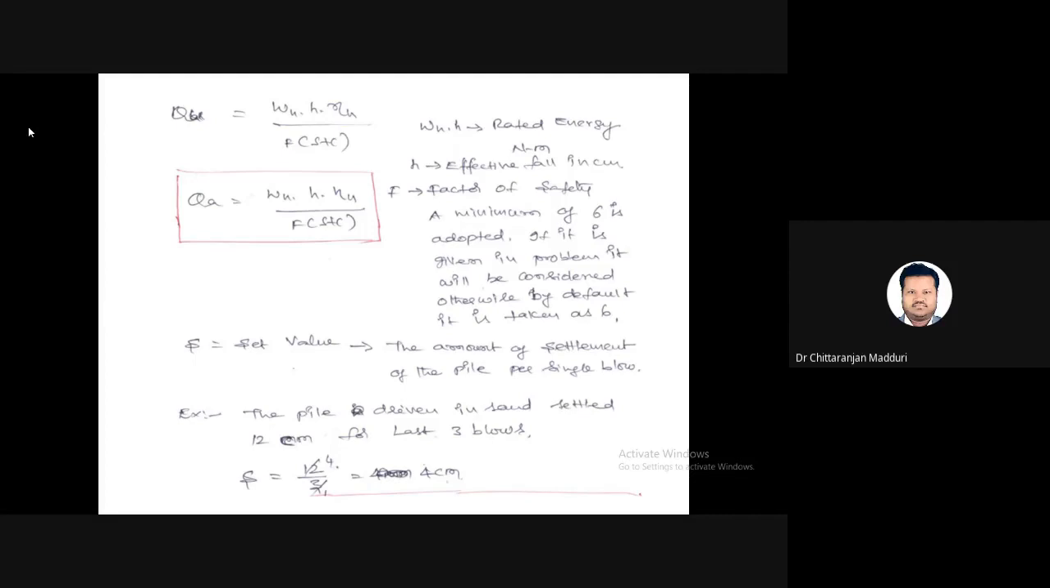S is known as set value. It is the amount of settlement of the pile per single blow. Sometimes, for some number of blows, the amount of settlement will be given. Then we need to estimate the settlement of the pile per single blow. For example, the pile driven in sand settled 12 centimeters for the last 3 blows. For 3 blows, settlement equal to 12 centimeters. For single blow, settlement equal to 12 by 3, so 4 centimeters per single blow. So set value equal to 4 centimeters per single blow.